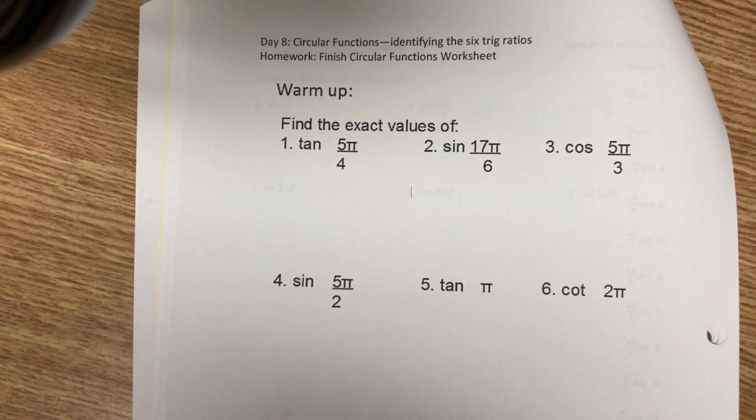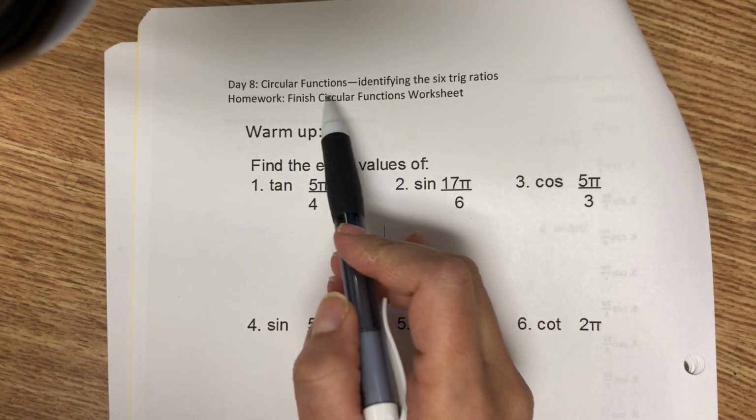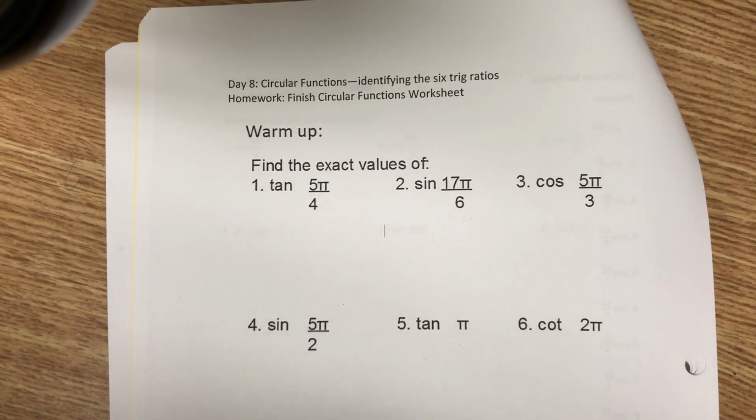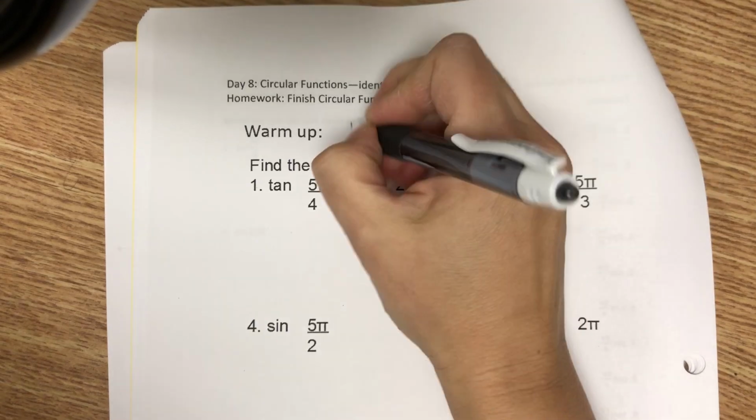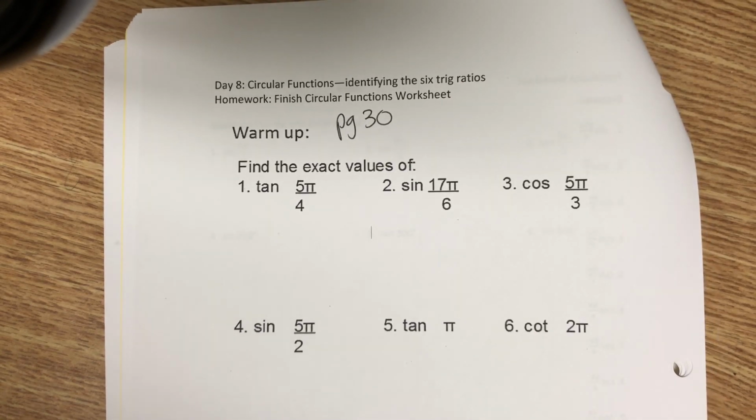Okay, so this is day 8 in our Unit 3, Topic 1, Trig Unit in Pre-Calculus. We're going to talk about the circular functions and identifying the 6 trig ratios. But first is the warm-up on page 30. So we're going to pause the video here and give you about 6 or 7 minutes to try these problems.